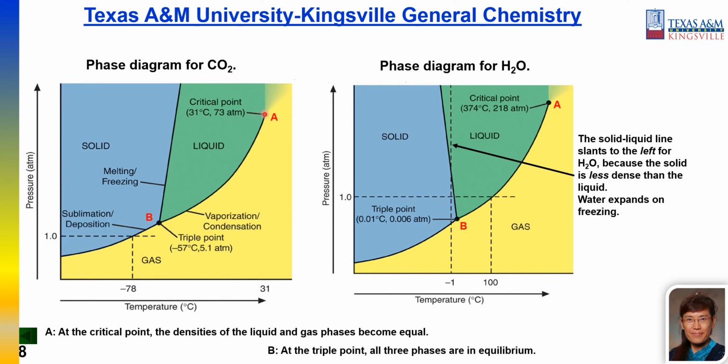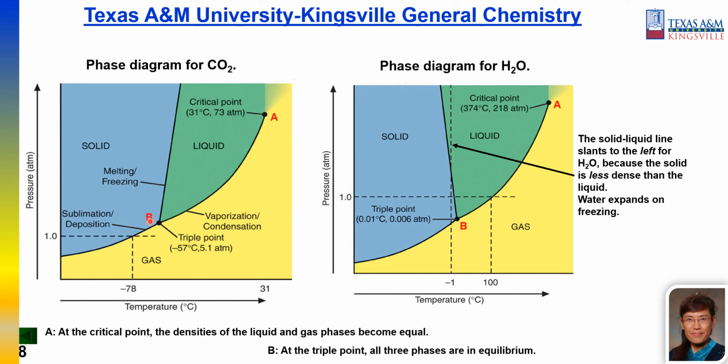Point A is called the critical point. For carbon dioxide, it's 31 Celsius and 73 atm, a very high temperature and pressure. What does this mean? It means that at this critical point and beyond, the density of your liquid and gas phase becomes equal. You no longer can distinguish liquid and gas at this point and beyond.